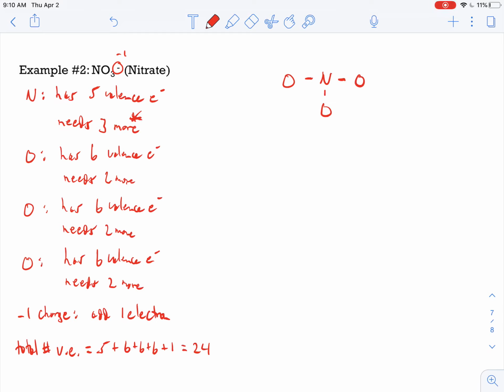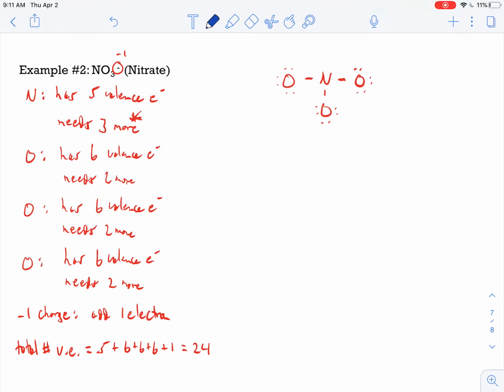So again, out of the 24, we've taken care of 6 of our electrons. I'm going to go in and first fill in the lone pairs for our oxygens. So we have 6 electrons taken care of right now. Now we have 7, 8, 9, 10, 11, 12, 13, 14, 15, 16, 17, 18, 19, 20, 21, 22, 23, 24.